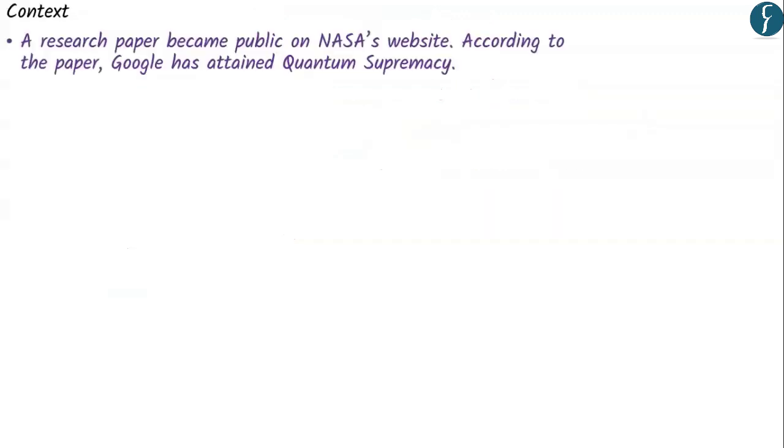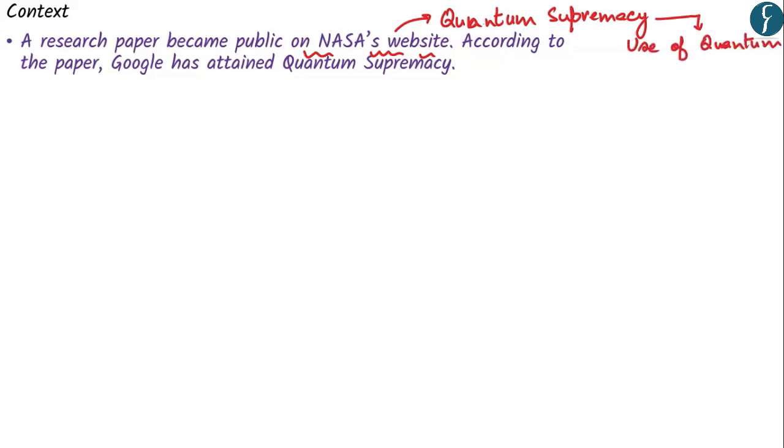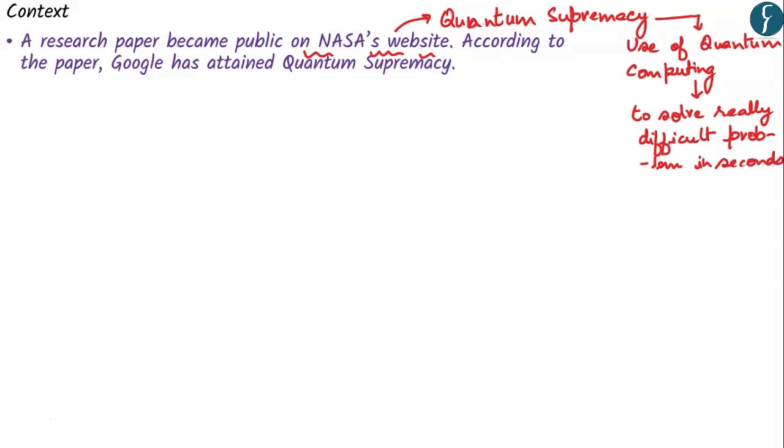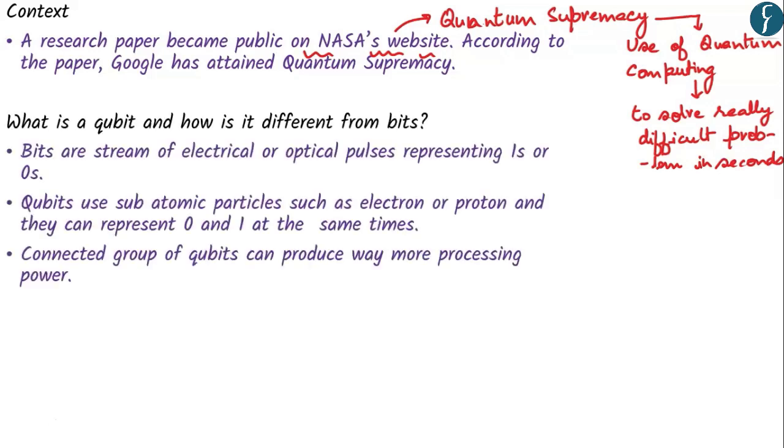Recently, a research paper became public, which is yet to be formally vetted by peers in the field, on the NASA website. It seems that Google has achieved quantum supremacy. Quantum supremacy implies the use of quantum computing to solve a really difficult problem in seconds, which a supercomputer could not. Now, in order to understand this particular idea, we need to understand qubits. So we need to understand what a qubit is and how it is different from bits in regular computing.